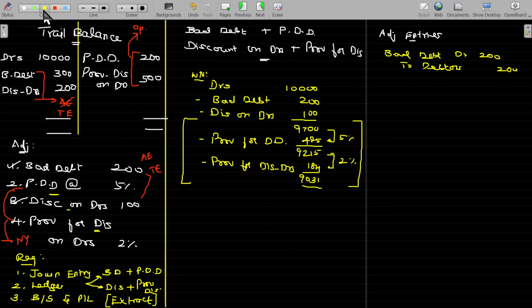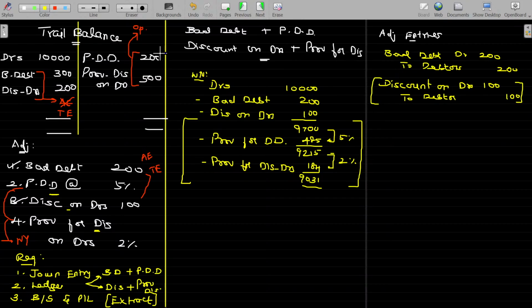Then the entry being what? We have to adjust the bad debt, okay? So, keep it in your mind simply. I am going to deal with the bad debt. This bad debt is going to be adjusted in which account? PDD account. If the PDD is not sufficient, we can adjust that in the P&L account.